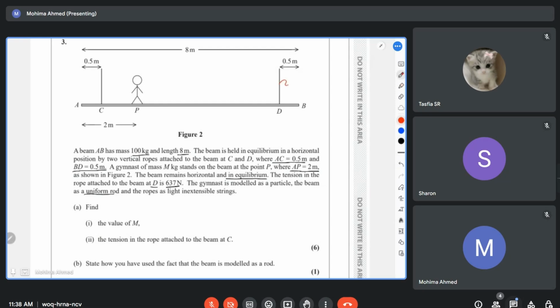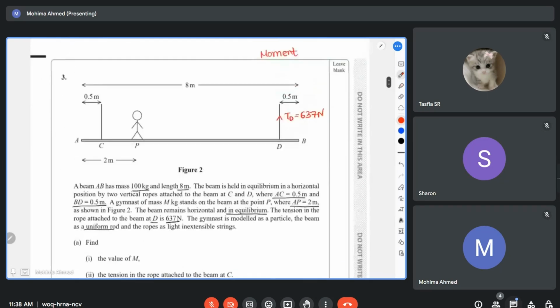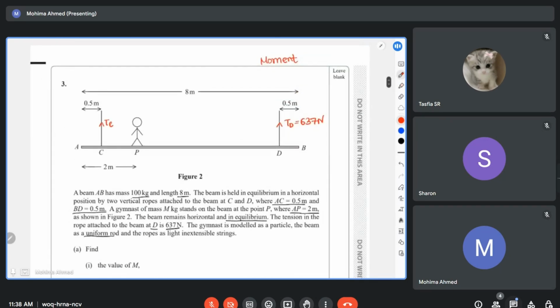So let's just draw forces over here. This is TD, which was 637 newtons. Wait, sorry. This is TC, which is unknown. From this person, we have a force downward, which is mg, and exactly from the center, we have this 100 g. Right. So if you're taking moments about point C, the gymnast is making the beam move in a clockwise motion. The weight of the beam is also moving it in a clockwise motion. Only the tension at D is moving it in an anti-clockwise motion, right?